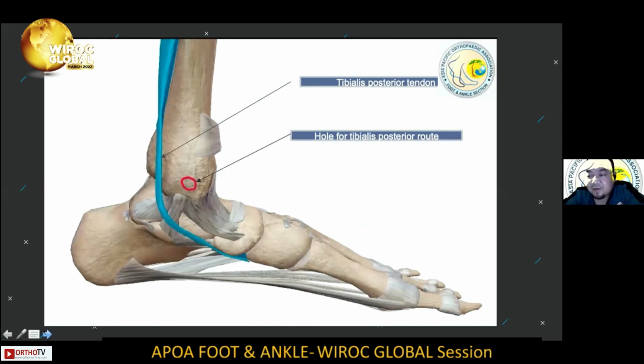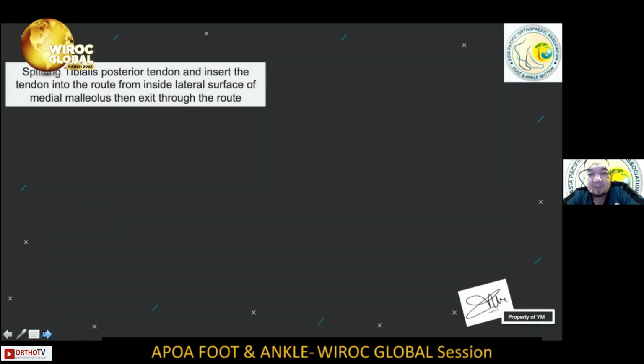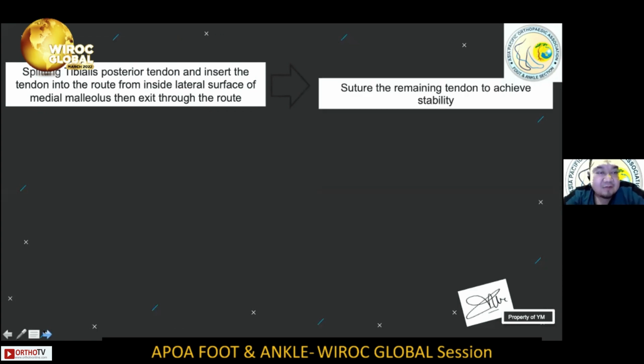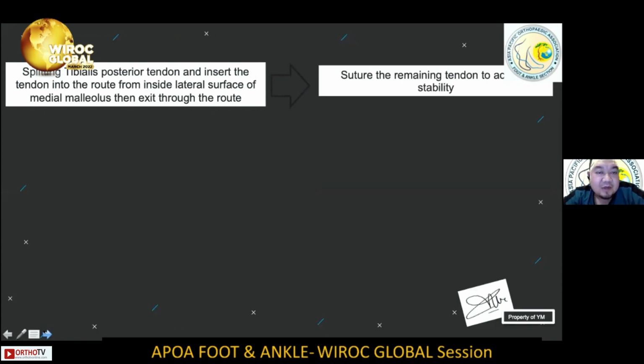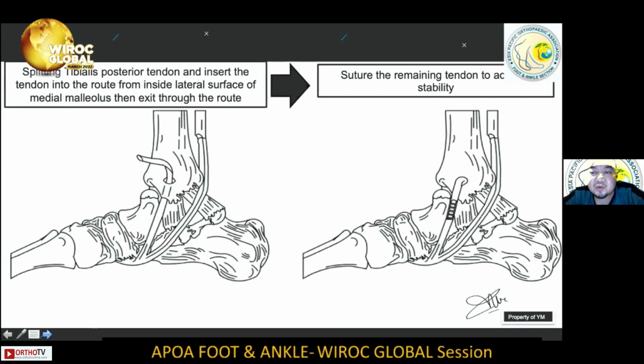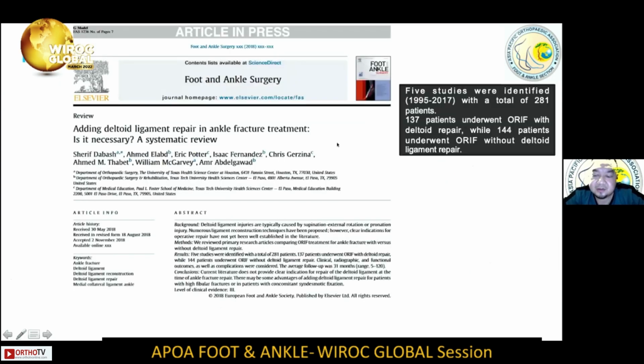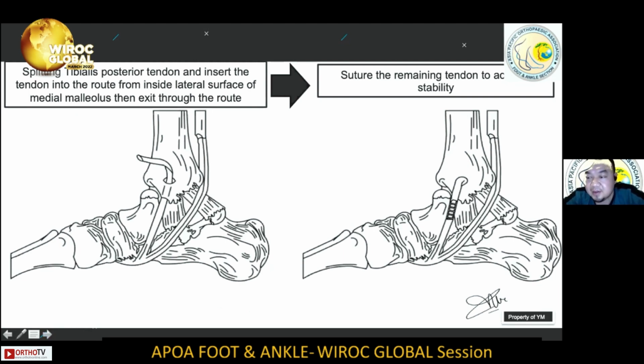This is the medial side of the ankle, showing the tibialis posterior tendon and the drill hole for the tibialis posterior routing. After we split the tibialis posterior tendon, we insert the tendon into the tunnel from the inside lateral surface of the medial malleolus, then exit through the tunnel, then suture it to the remaining tendon. Sorry, this is my drawing of the surgical splitting of the posterior tibialis tendon and the routing of the tendon to the hole at the distal tip of the medial malleolus.